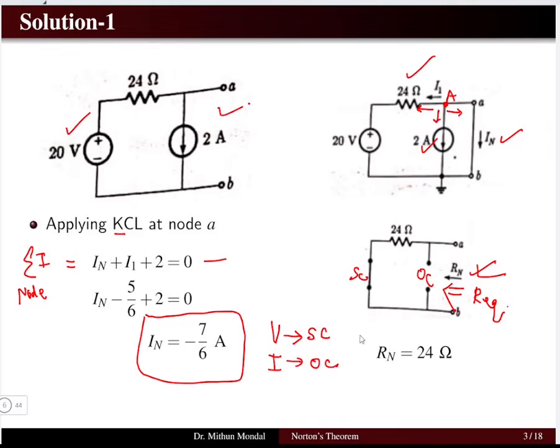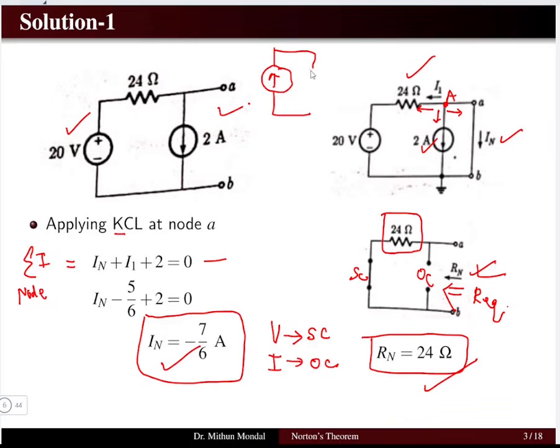Now you can find the value of R Norton. R Norton simply is the equivalent resistance, which is equal to 24 ohms in this particular case. So we have obtained the value of I Norton and the value of R Norton. Now we can draw the equivalent circuit, that is I Norton in parallel with R Norton, with the terminal AB. So this is the terminal, and here you have I Norton and R Norton, whose magnitudes we have calculated.